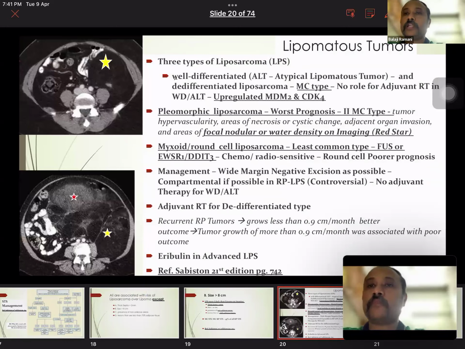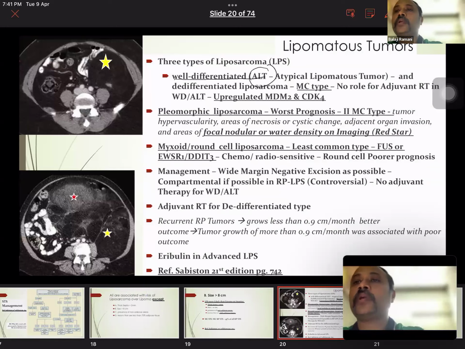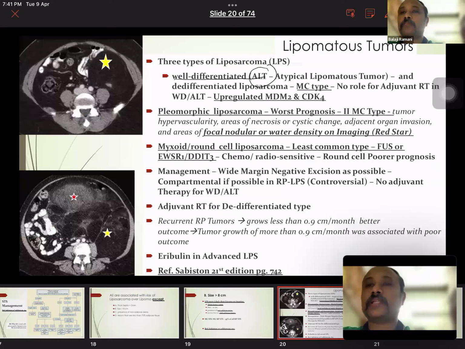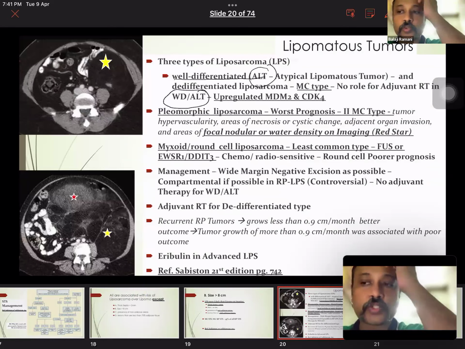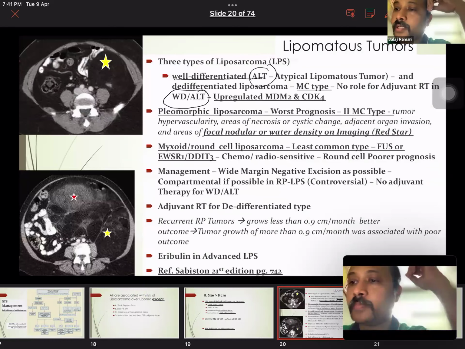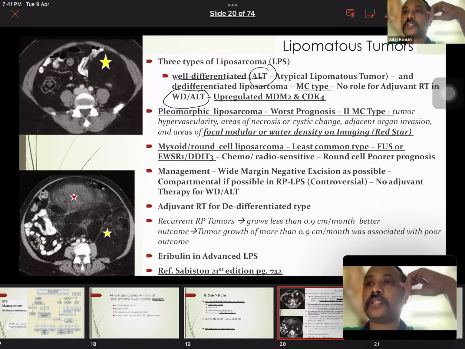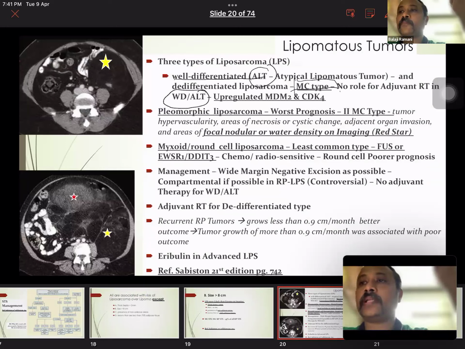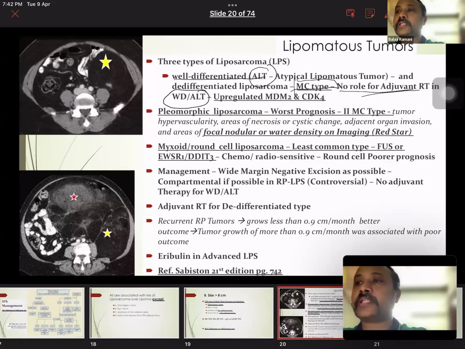One is the well-differentiated liposarcoma, which is grouped as ALT. It is usually called ALT/WD, atypical lipomatous tumor or well-differentiated liposarcoma. Both of them cannot be clearly differentiated in many scenarios. This is the most common subtype of liposarcoma, associated with an excellent prognosis, and there is no role for adjuvant radiation in these sarcomas. This is just managed by a wide excision.